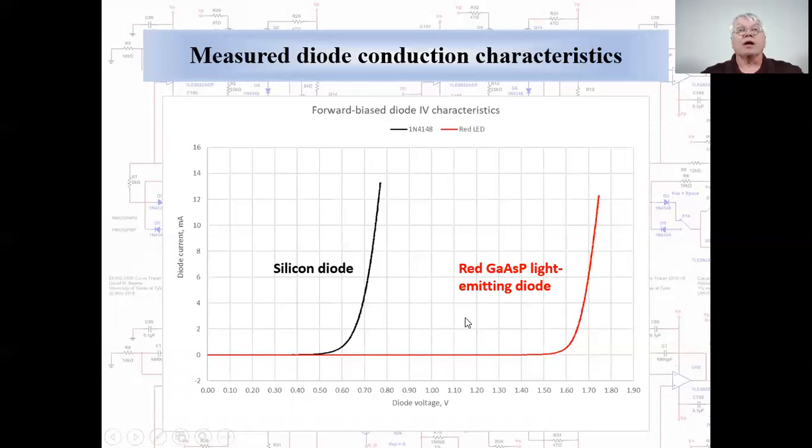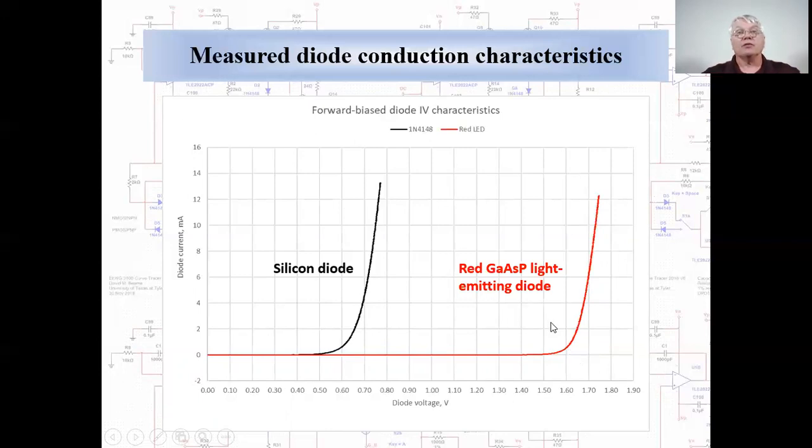Silicon and germanium are not the only semiconductor materials. Many semiconductor materials are compounds like gallium arsenide or cadmium selenide. Gallium arsenide phosphide has a larger band gap than silicon and accounts for the higher, what we would call the knee voltage seen here on the graph.